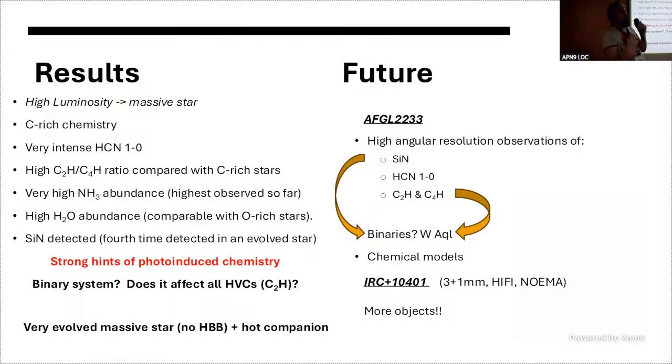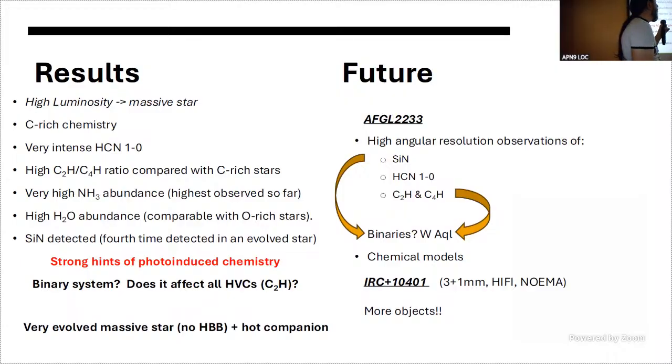And the future will be to try to prove this with high angular resolution, because we don't understand it, and see if the emission of these two species, C2H and C4H, is decoupled and comes from different regions. Then play with the chemical models and try to characterize the binary, if there is any.